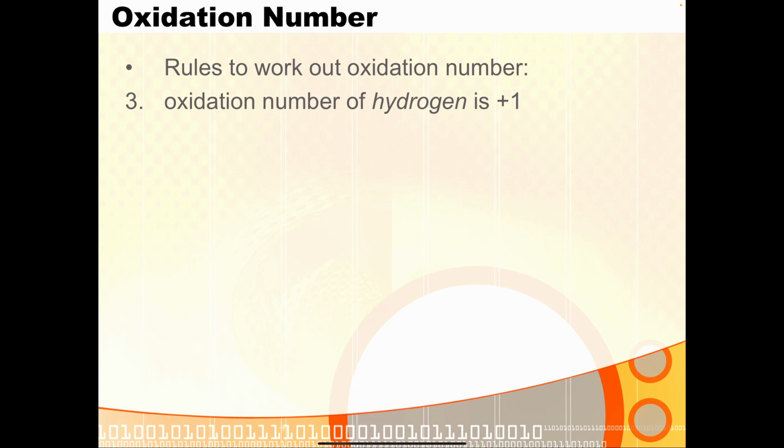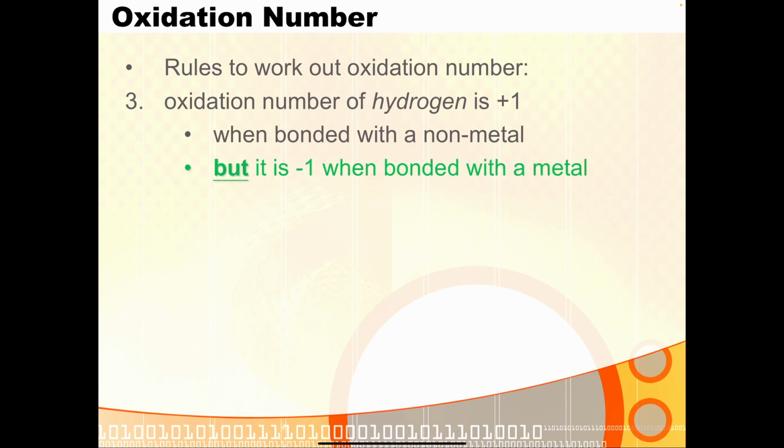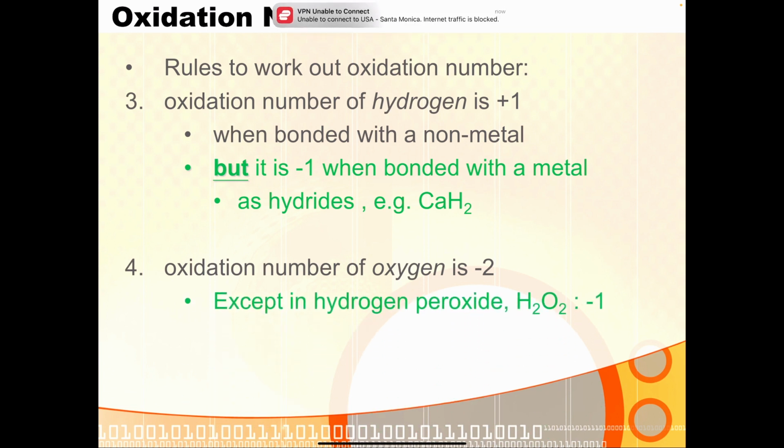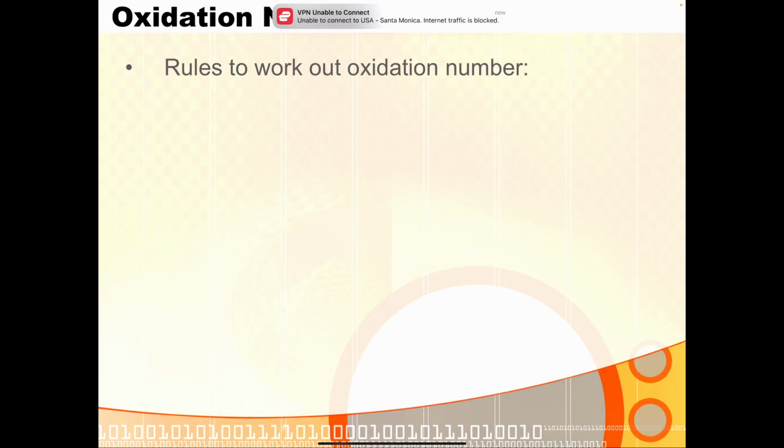Always remember, first the sign will come and then the number. Rule number 3: the oxidation number of hydrogen is plus 1 when bonded with a non-metal, but it is minus 1 when bonded with a metal, as in hydrides, for example calcium hydride, where it will be minus 1. Rule number 4: the oxidation number of oxygen is minus 2. What is the exception? Except in hydrogen peroxide, where it will be minus 1.